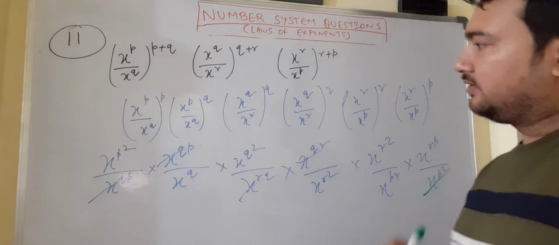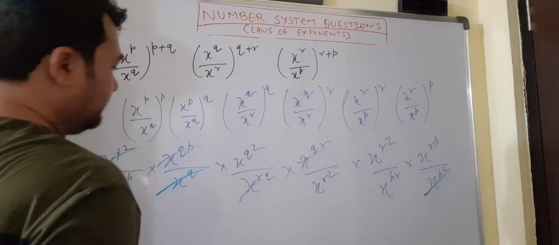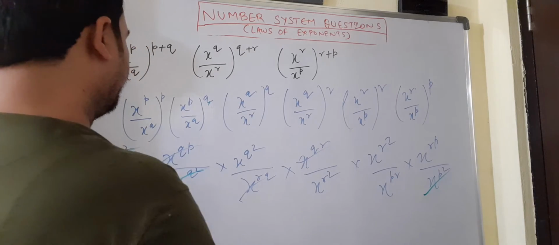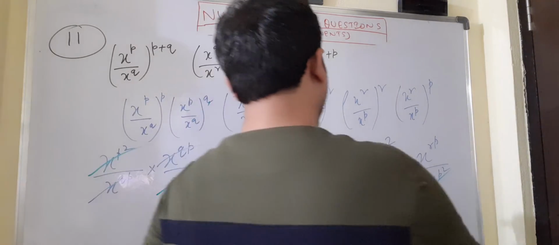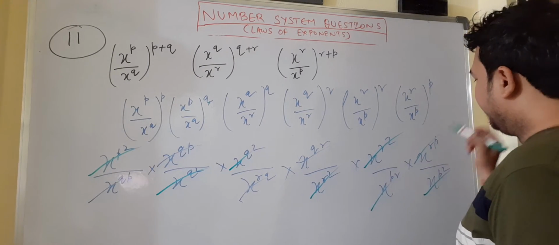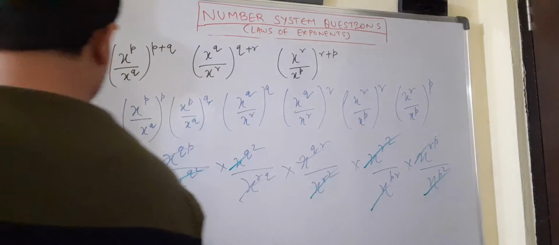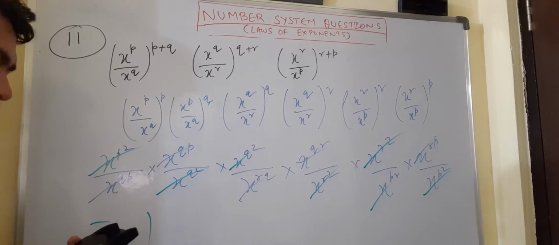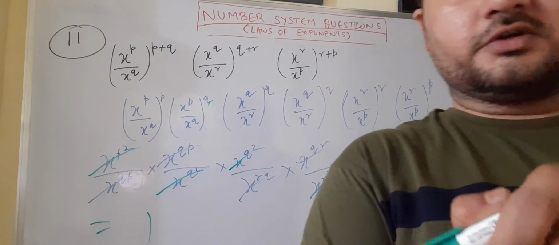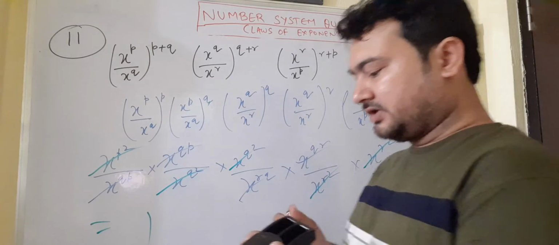x to the power p square you have in the denominator, x to the power p square you have in the numerator, x to the power q square and x to the power q square, x to the power r square, x to the power r square, x to the power pr and x to the power pr, or rp and pr are same. Everything gets cancelled and you are having only 1 at the end. So this question is also solved. This was your question number 11.